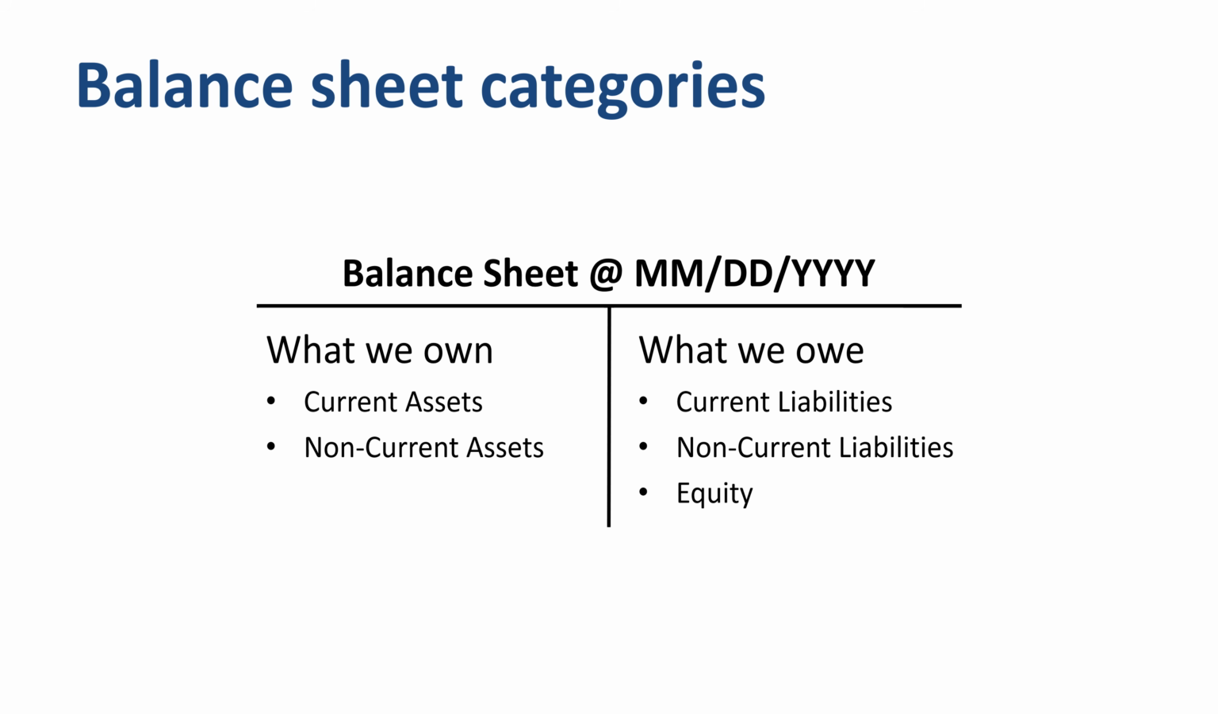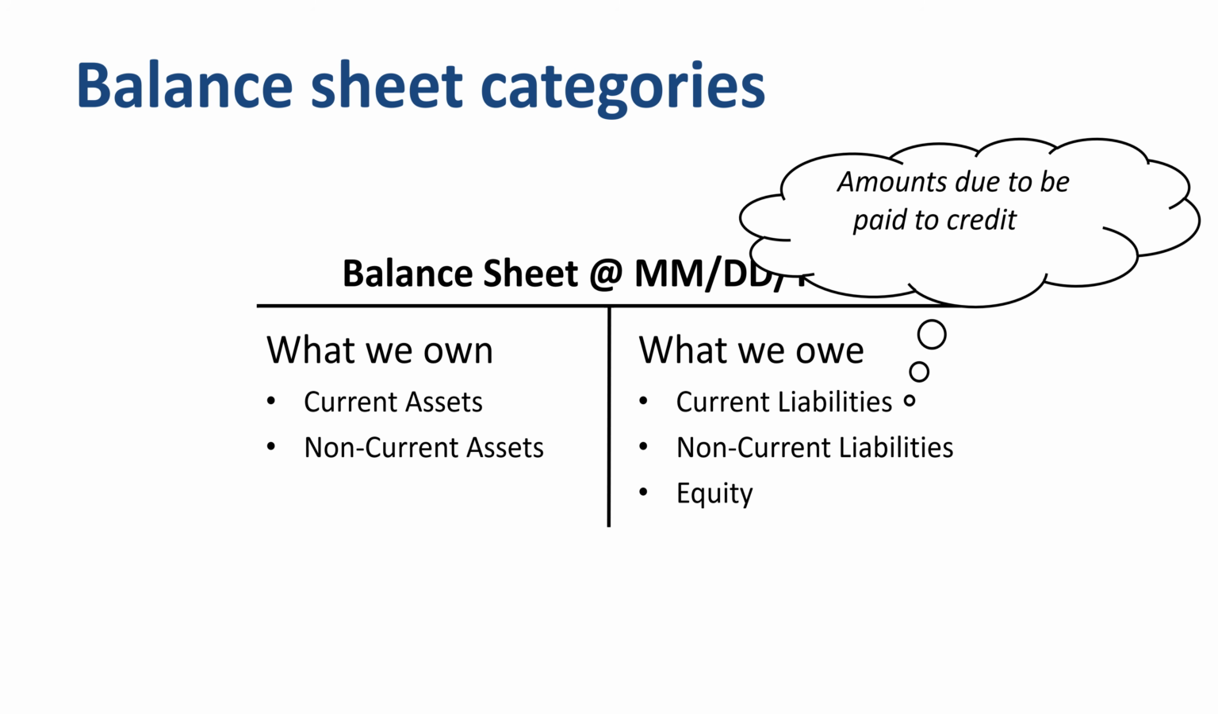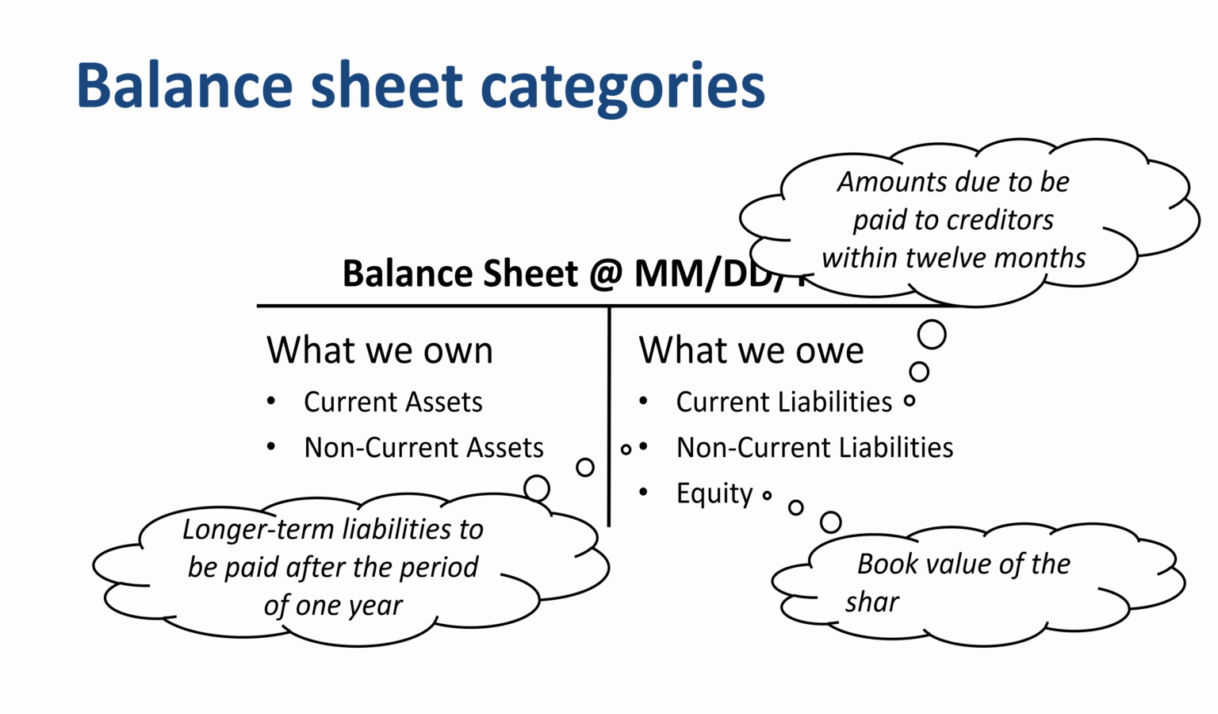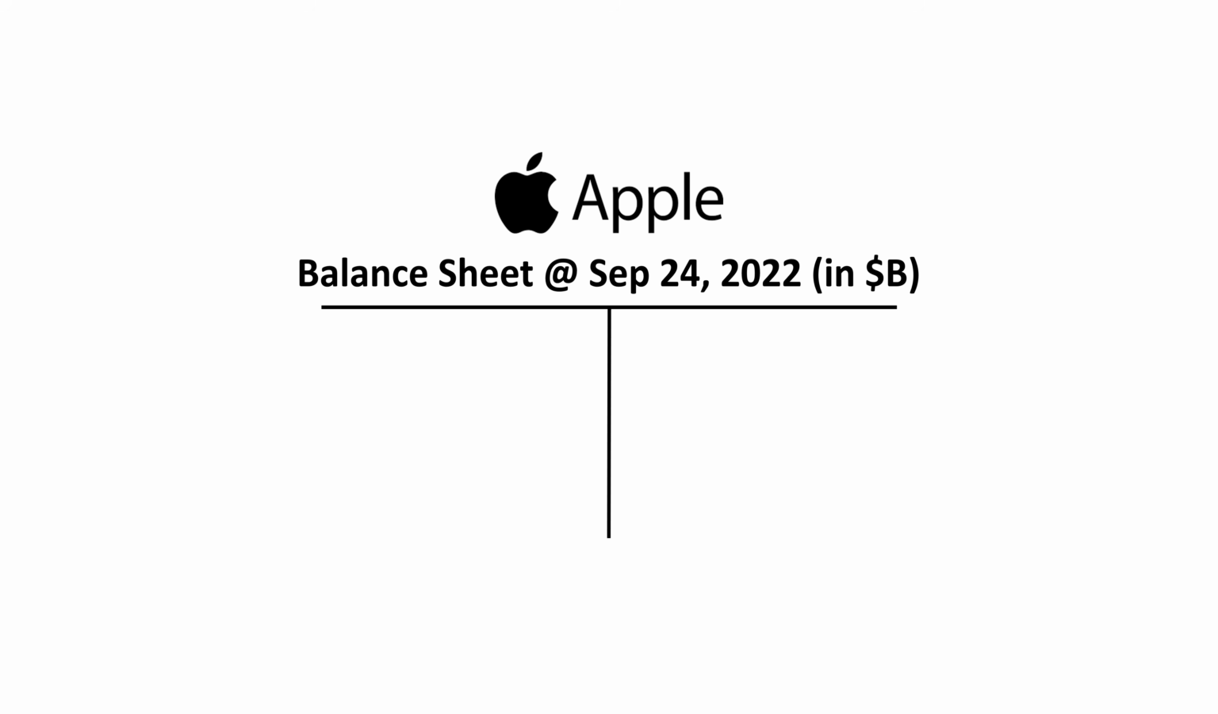Current liabilities are amounts due to be paid to creditors within 12 months. Non-current liabilities are amounts owed that are to be paid after the period of 1 year. Equity on the balance sheet is the book value of the shareholder capital. That's how the balance sheet works on a conceptual level.